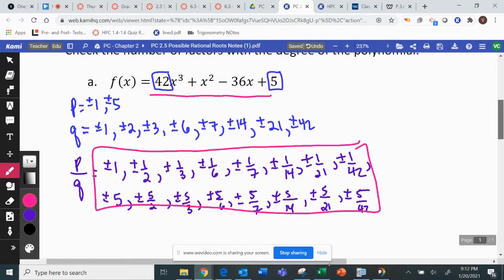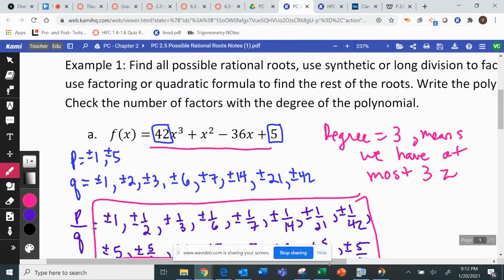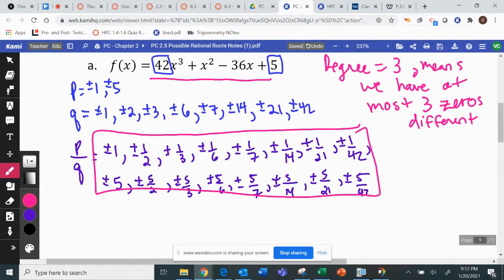The degree of this polynomial is 3, which means we have at most 3 different zeros, because we could have 3 of all the same number. And if they are rational, because they could be irrational or imaginary, if they are rational, they will be contained in here.